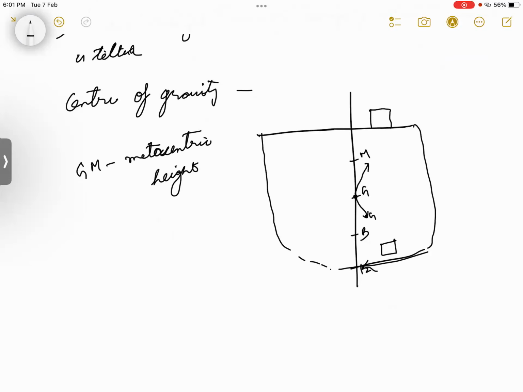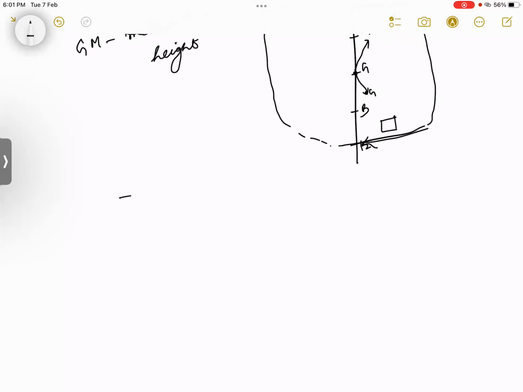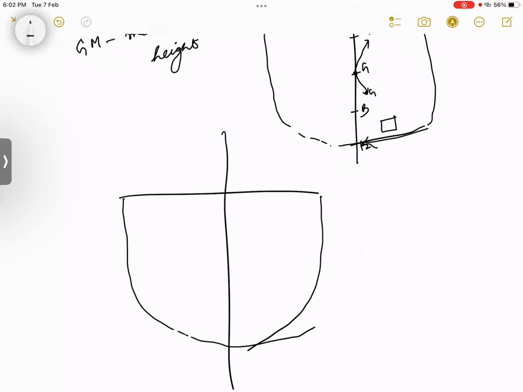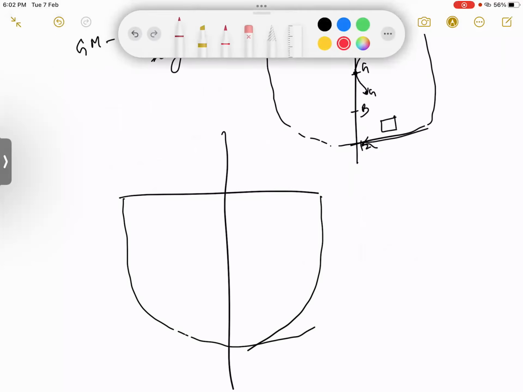So if you load anything above the center of gravity, your center of gravity will shift towards the top, and if you load below the center of gravity, it will move towards below, right? Now when your vessel tilts, suppose this is your vessel, initially. Now when it tilts, just imagine it got tilted over like this, right?